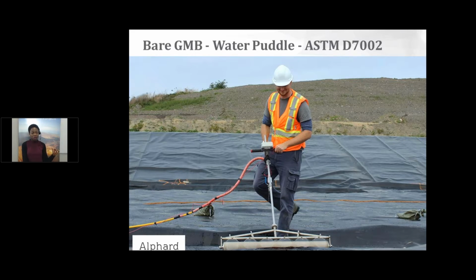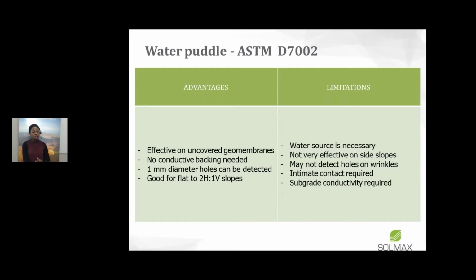The water puddle test has a few advantages, and it has some limitations as well. The first advantage is it's effective on geomembranes that are not covered, and you don't need a conductive backing to perform this test. And it can detect pinholes, so 1 millimeter diameter holes can be detected. And it's very good if the surface is flat or if you have a gentle slope.